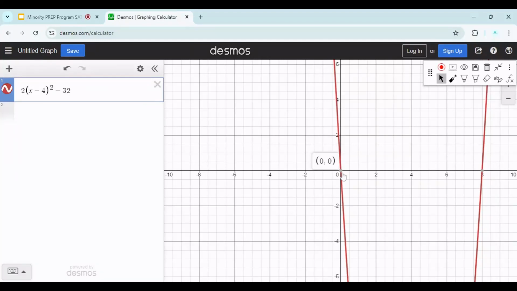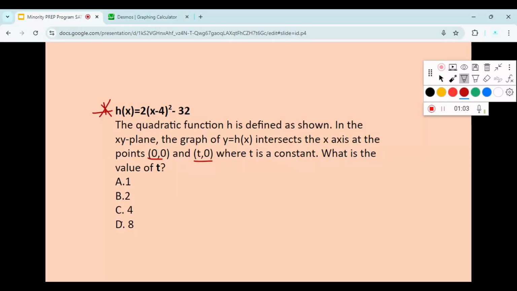And here on Desmos, they highlight the two x-intercepts at (0, 0) and (8, 0). Since they already gave us that one of the x-intercepts is (0, 0), that means t has to be 8, which means the answer should be D. And I would not recommend solving this algebraically because that will waste a lot of time on the test.